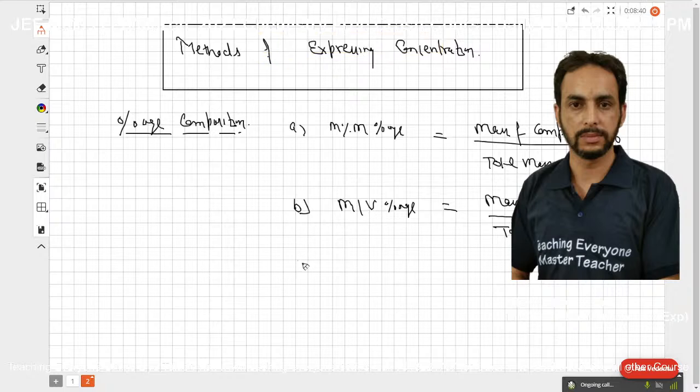And here third one is volume by volume percentage. So what is volume by volume percentage? That is equal to volume of component divided by total volume into 100. Is this clear? Yes, sir.